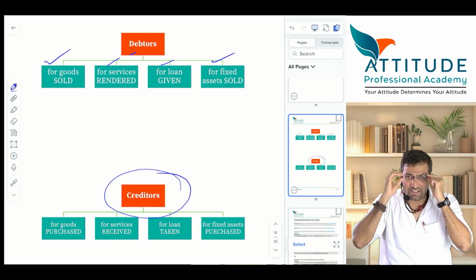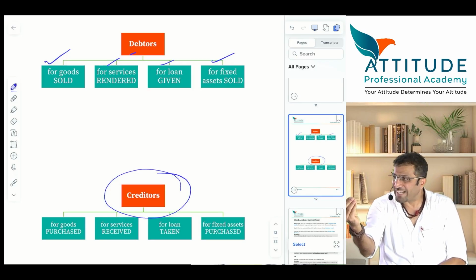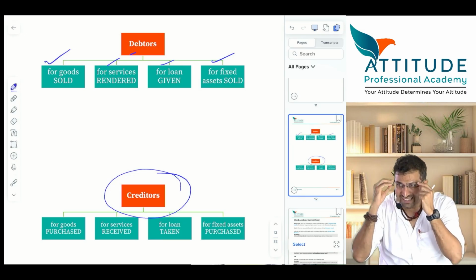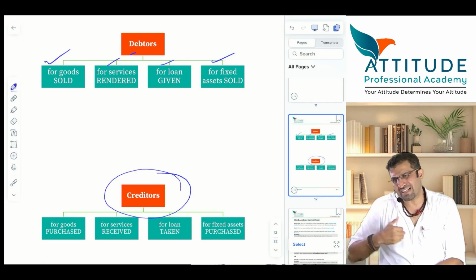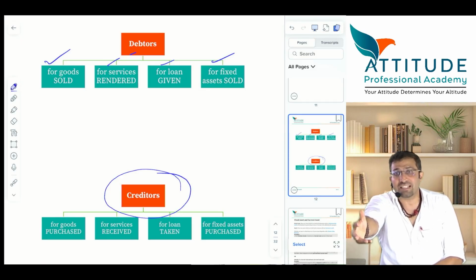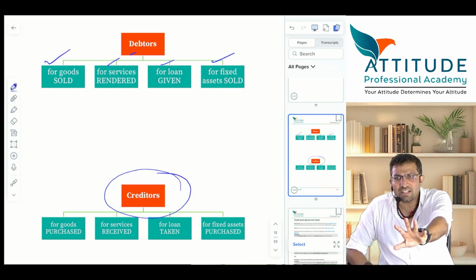I select a pair of specs. The cost of the specs is 5,000 rupees. How much? 5,000 rupees. Now I select this. I say thank you very much, but right now I don't have the money. I promise you I'll pay the money after 15 days and you're okay with it. It's a cash transaction or a credit transaction?